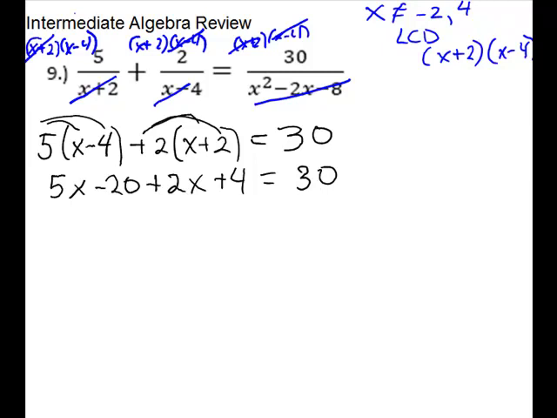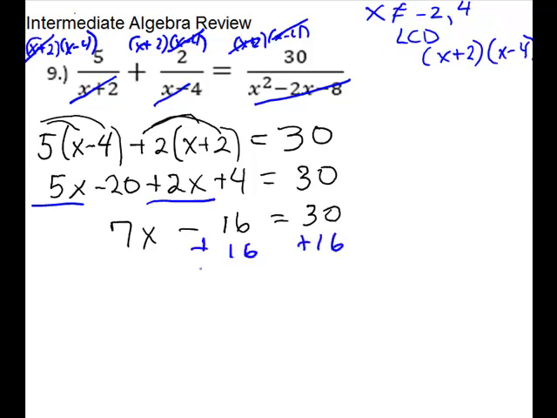Put your like terms together on the left-hand side. 5x plus 2x is 7x. Minus 20 plus 4 will be a minus 16 equals 30. And now solve for x. We just have a linear equation here. So add your 16 to both sides. Gives us 7x equals 46.